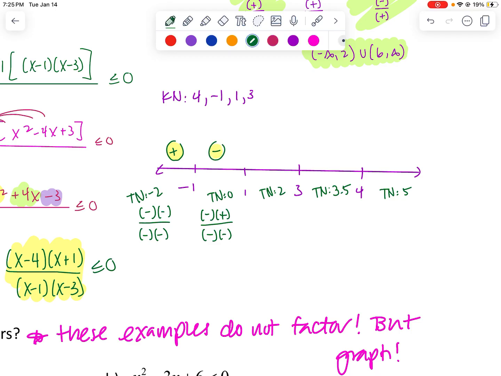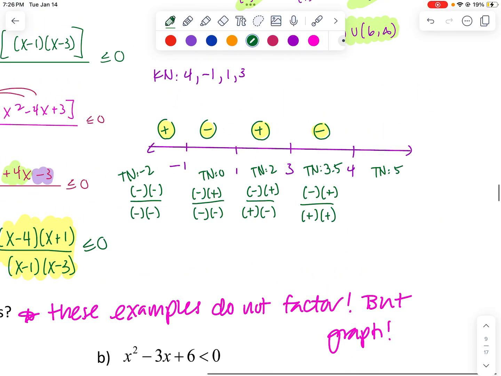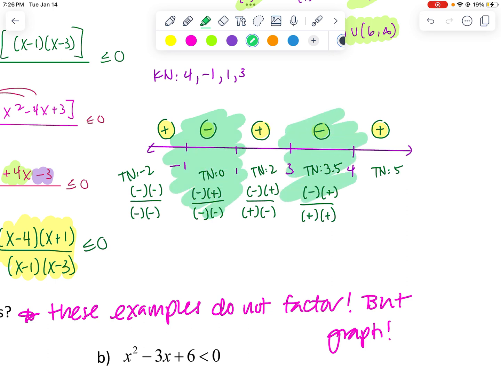Test number 2: 2 minus 4 is a negative, 2 plus 1 positive, 2 minus 1 positive, 2 minus 3 negative. So it's a negative divided by negative. That gives me an overall positive. Test number 3.5: negative, positive, positive, positive. So that gives me an overall negative. Test number 5 should give you a positive all the way through. Cool. And again, we're looking for the negative intervals. So there's 1, and then there's 2.